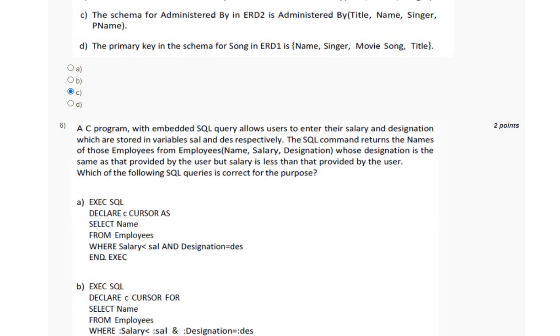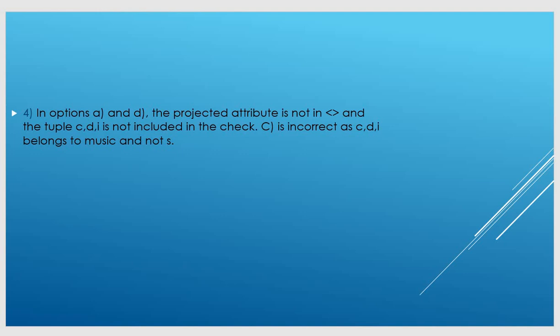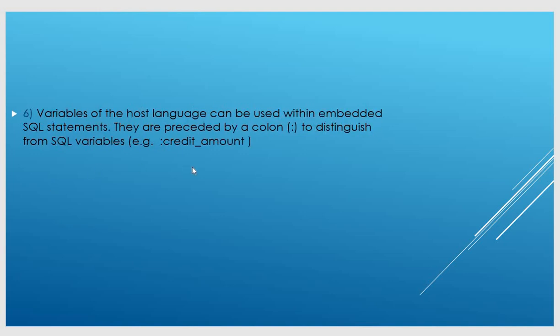For the sixth question, we have been given a C program with the embedded SQL query in which the users enter the salary and the designation which is stored in the variable SAL and DES, and the SQL command returns the name of those employee from the employees whose designation is the same as provided by the user but the salary is less than that provided by user. So in this, the variable of the host language can be used within the embedded SQL statement, and they are preceded by a colon to distinguish from the SQL variable.